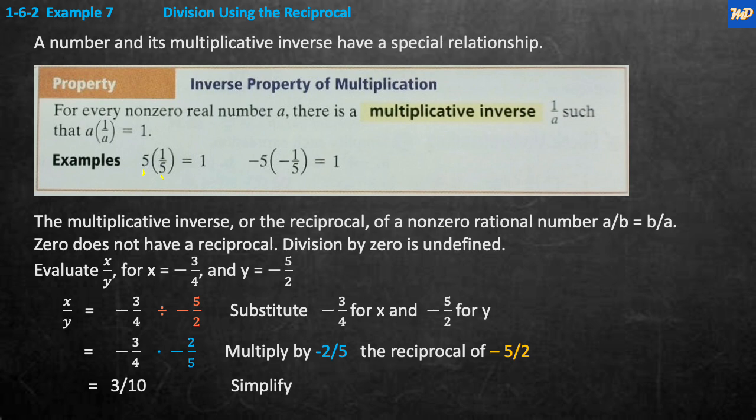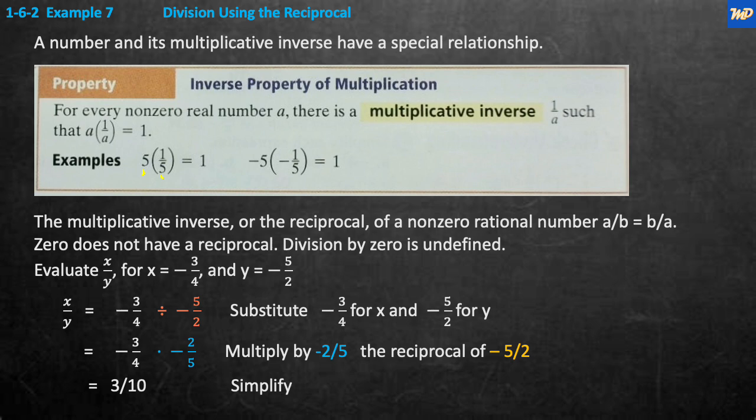Negative 5 times negative 1/5 is 1. Negative 5 times 1 is, we could do it that way, negative 1. Negative 5 divided by negative 5 is 1. Negative divided by negative is positive, and 5 divided by 5 is 1.